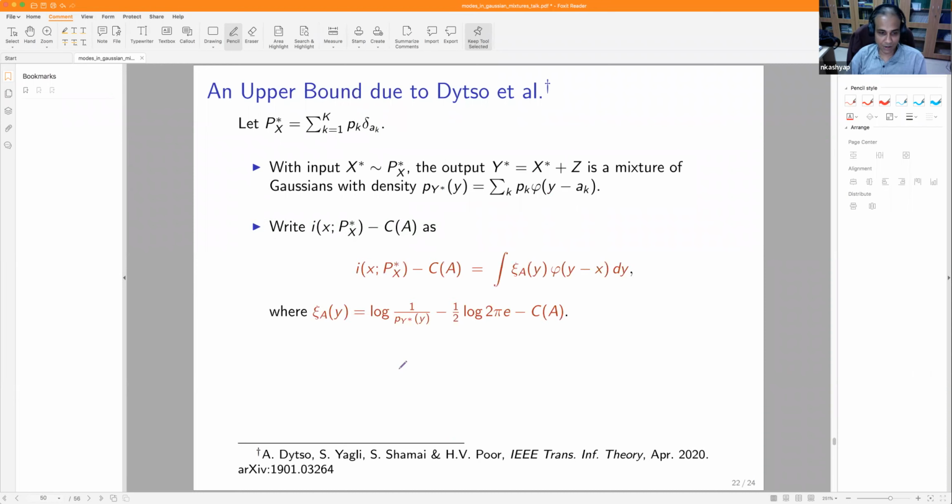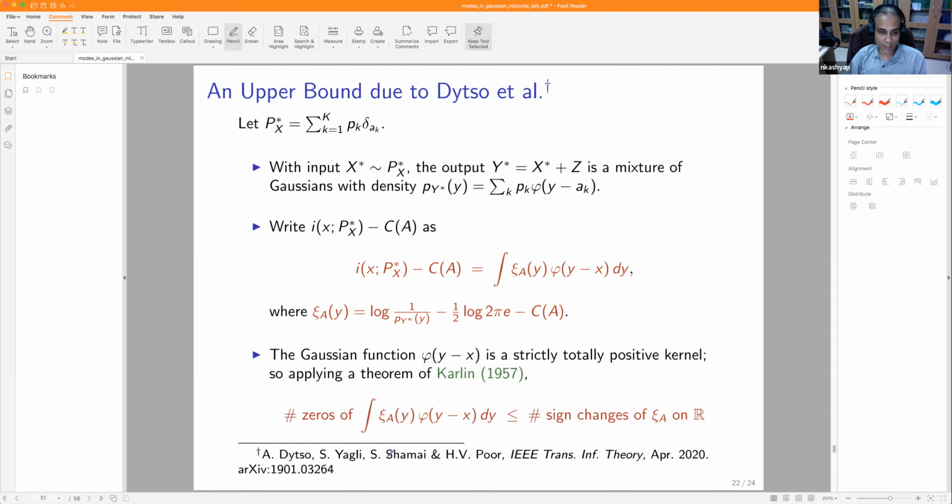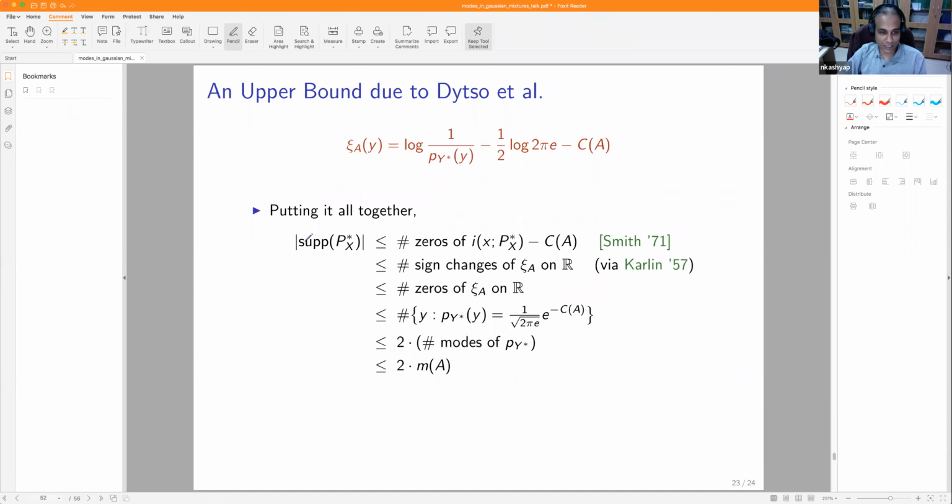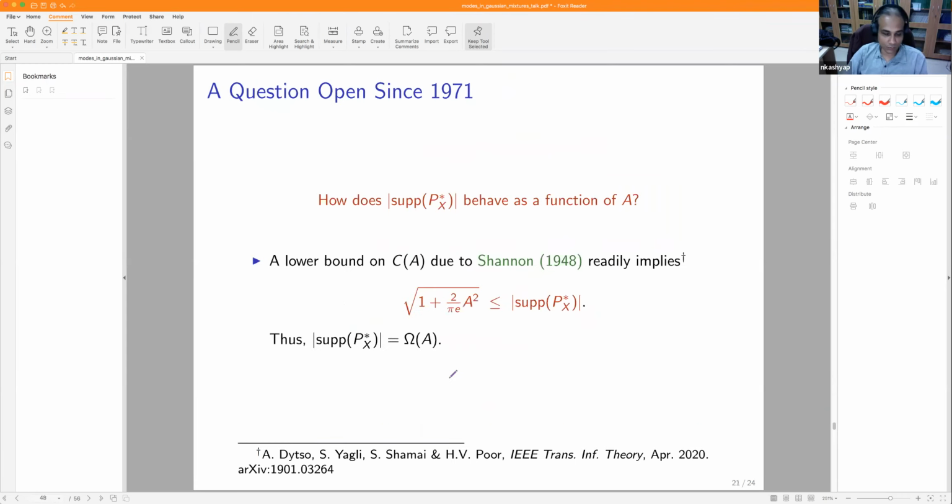But there was an upper bound in the recent work of Dytso et al. If I had a few more minutes, I might try to explain it, but basically it gives an upper bound on the support of the optimal input distribution in terms of the quantity we've been studying: twice the maximum number of modes of a mixture of Gaussians with centers between minus A and A.